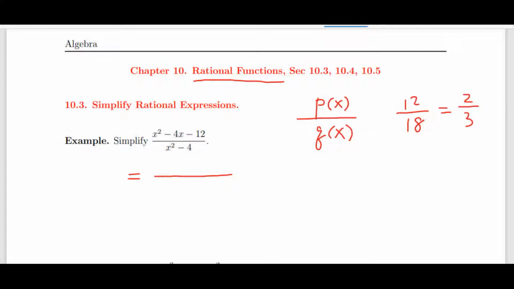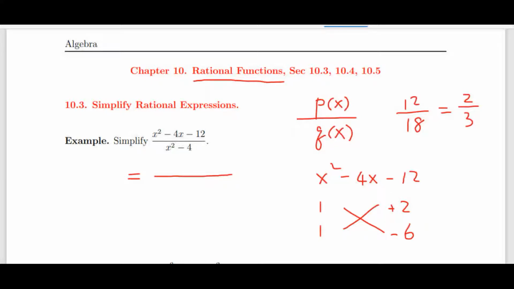So in order to cancel something, we want to factor the numerator part and the denominator part, right? So for this, x squared minus 4x minus 12, we want to factor it. We can factor 12 as 2 times 6. To make a negative 4, we put a negative here and a positive here, right?